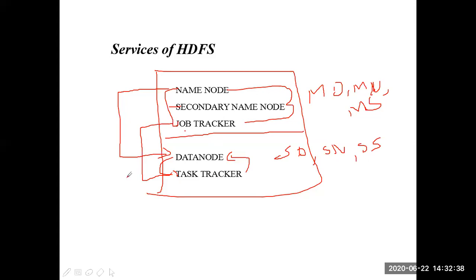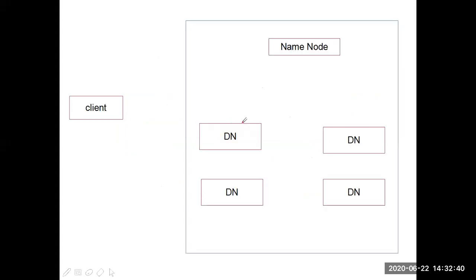Now, when we go to the operation of this HDFS, whenever a client wants to store his files in the Hadoop, already we know Hadoop is a cluster of commodity hardware. Hundreds of systems will be connected to one another. It is a cluster. Among all those systems in the cluster, one system will act as the name node. Remaining systems will act as the data nodes.